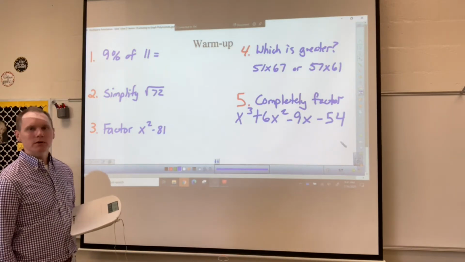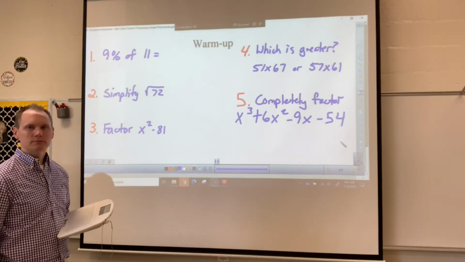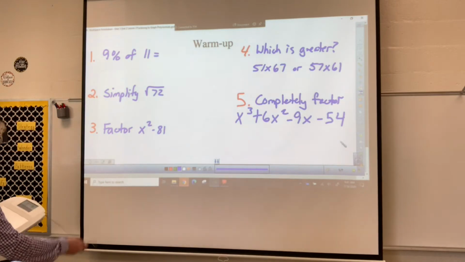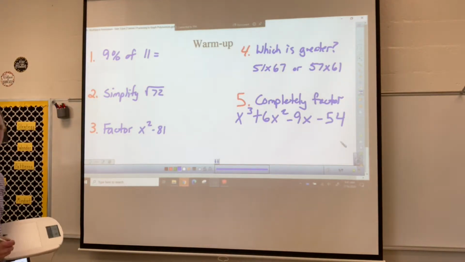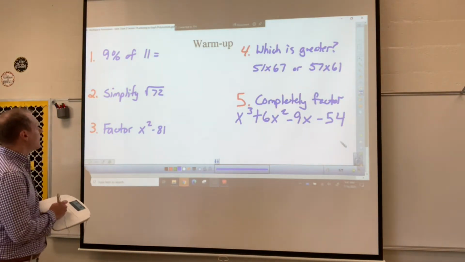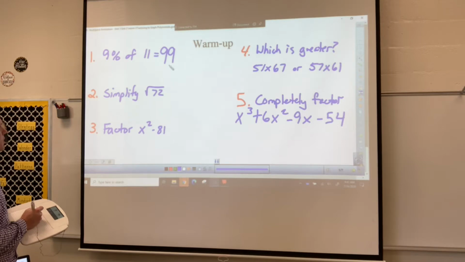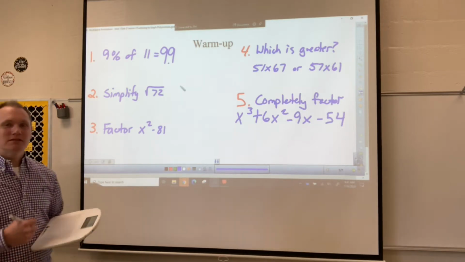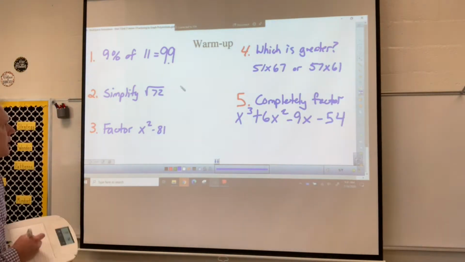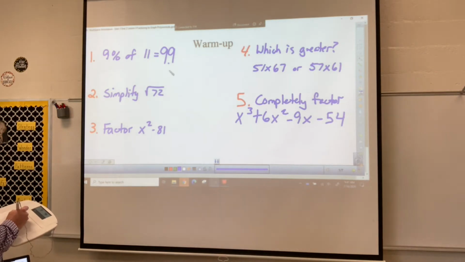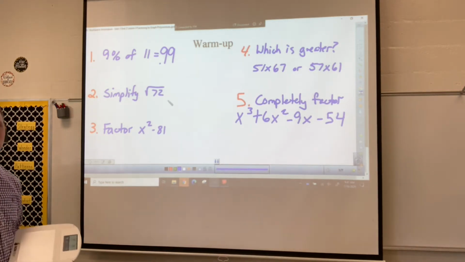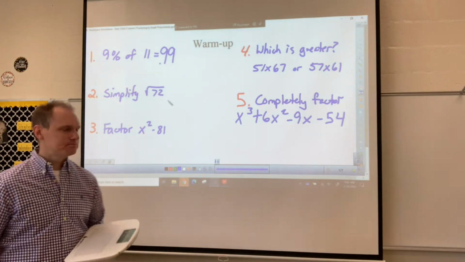So if you would take a moment and try these 5 problems. Okay, so 9% of 11. 9 times 11 is 99. Obviously 99 is going to be way too much. So move the decimal in one place. 9.9 still doesn't make a whole lot of sense though, does it? That's way too much. That'd be actually 90%. So let's move the decimal one more place, 0.99. That makes a whole lot more sense there.